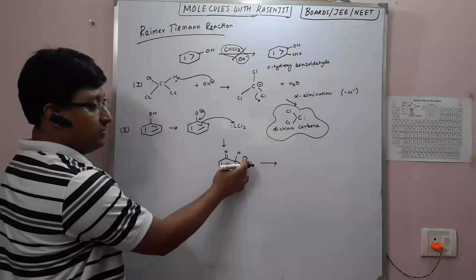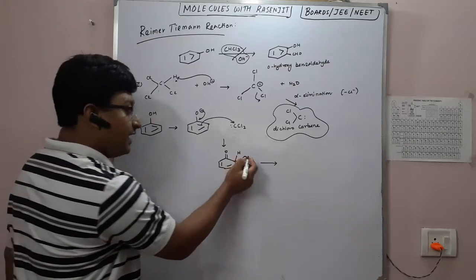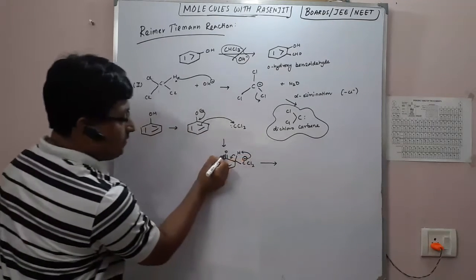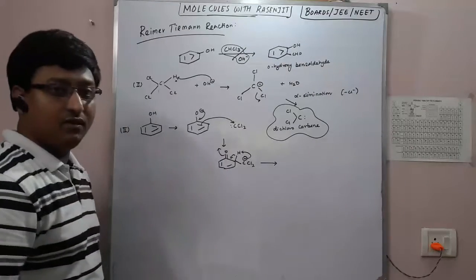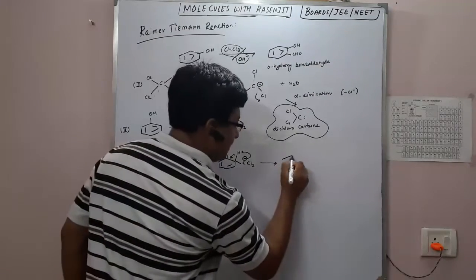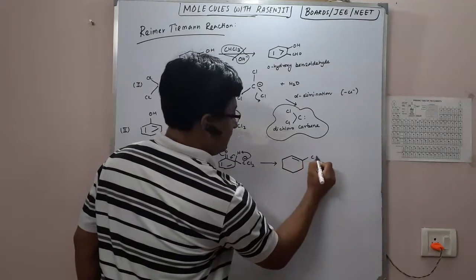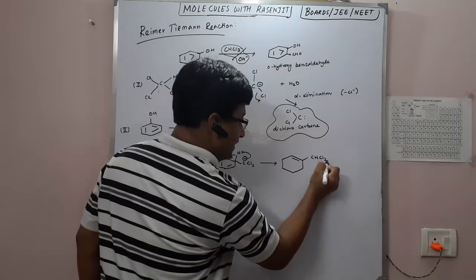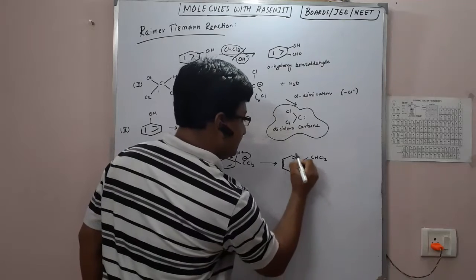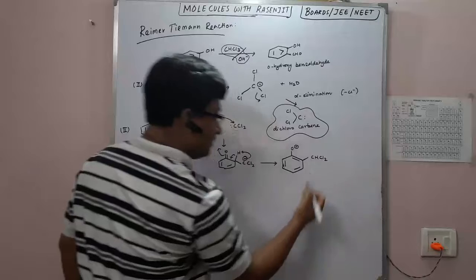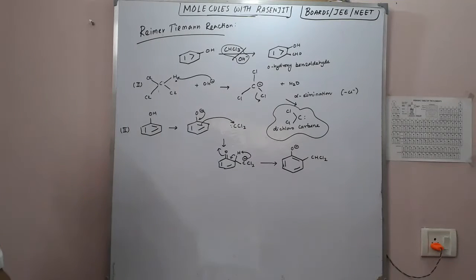Now this CCl2 minus is also basic, so it will abstract the hydrogen. The bond will come back and it will release the oxygen. So what product are you getting? This is CHCl2, CHCl2 O minus. Okay, so now it's done.